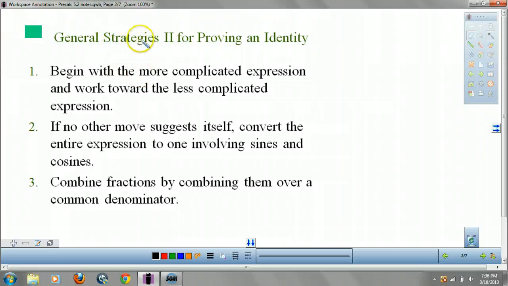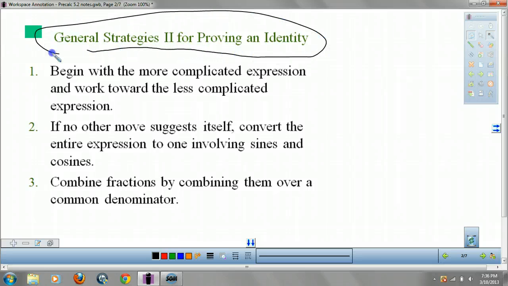You guys don't have to write this. Sit back, relax, listen. These are some general strategies for proving an identity, and that's what we're going to be doing today. First, begin with the more complicated expression. Work towards the less complicated expression.